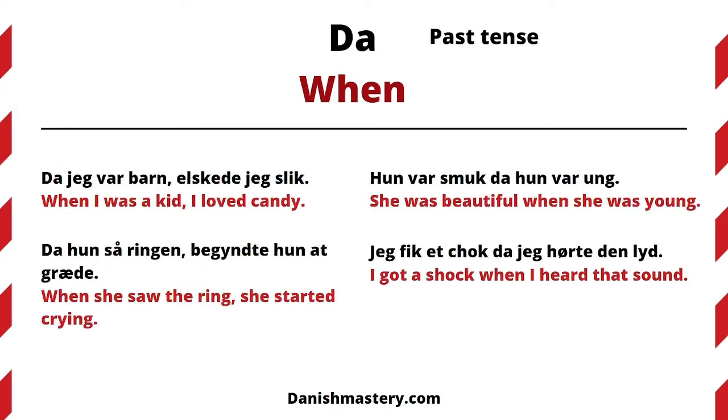Then you have da, and da is also when, but it's for the past tense, as you can see here. Alright, so it's something that happened in the past. Let's see here. Da jeg var barn, elskede jeg slik. Slik. When I was a kid, or child, I loved candy.